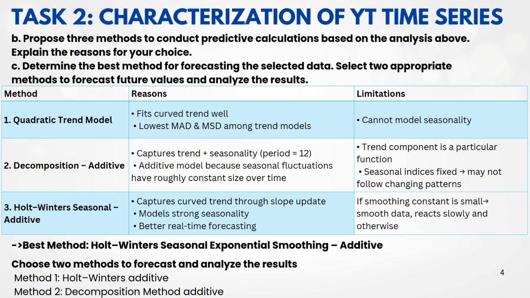And we choose Holt-Winters additive because it can capture trend and seasonality with updates from the recent data. So it is better for real-time forecasting. But if the smoothing constant is very small, the data is smoothed heavily and it may react slowly, and otherwise. So we identify the best method is Holt-Winters, and we choose two methods, decomposition and Holt-Winters, to forecast.